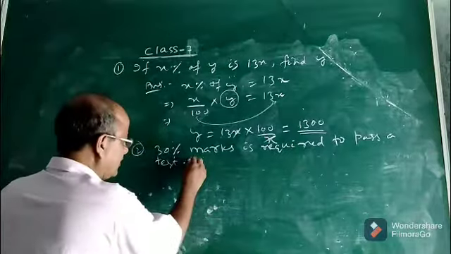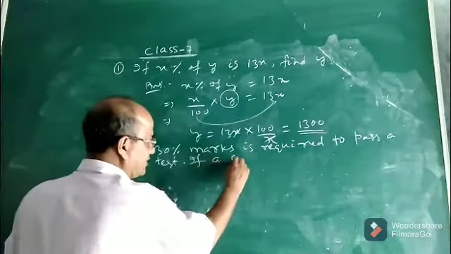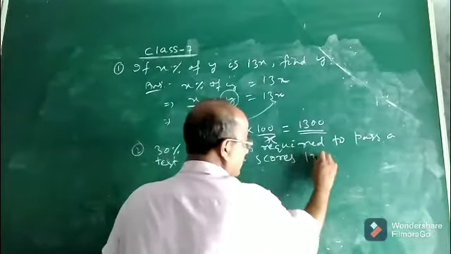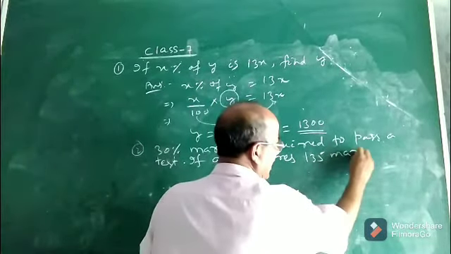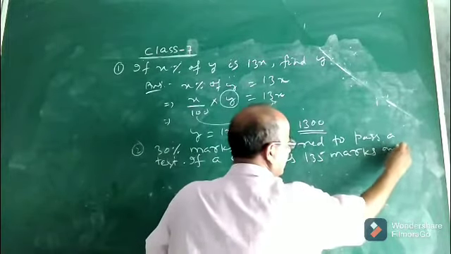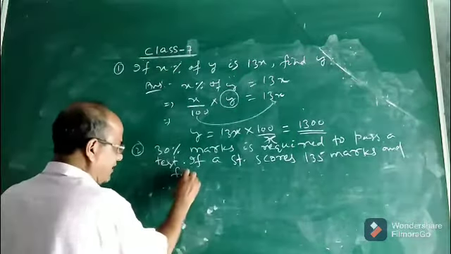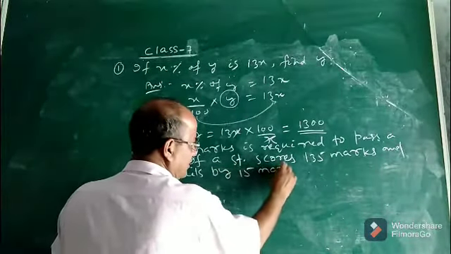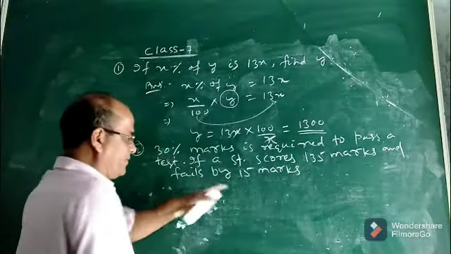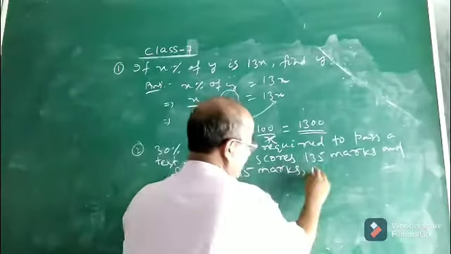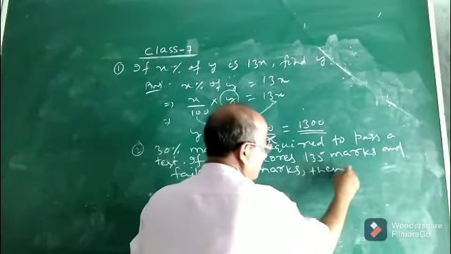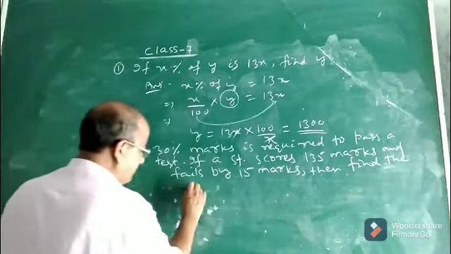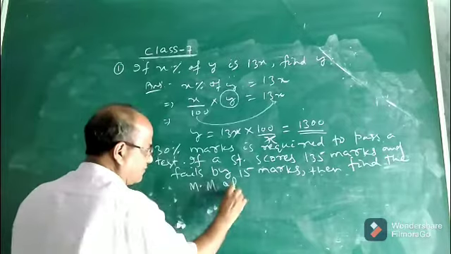Suppose a student scores 135 marks and is declared fail, failing by 15 marks. Then find the maximum mark of the test. Find the maximum mark, meaning full mark, of the test.